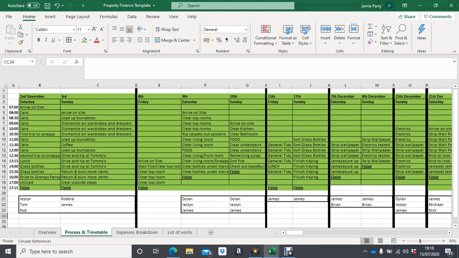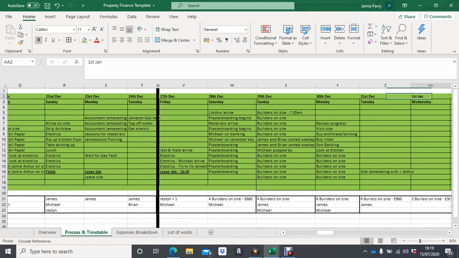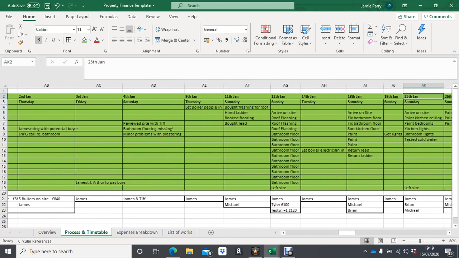Also, another tab down here, your process and timetable. This is slightly heavier work. So every day that these fictional people were in the property, they have documented what time they got there and what jobs they did and who was on site. This is quite important because when you're looking back at your flip in 6 months or 9 months or a year, or if you're going on to your next flip, it's really useful to see what was going on, when you did what, and how long it took.